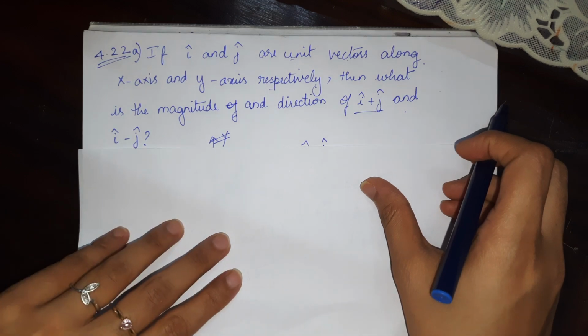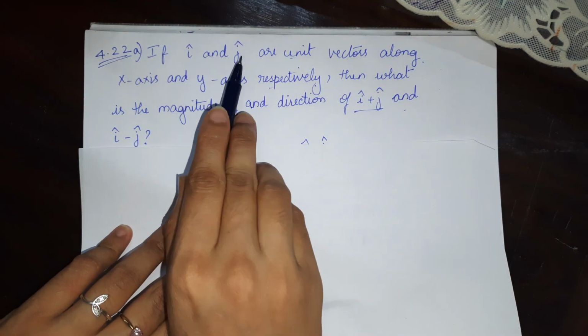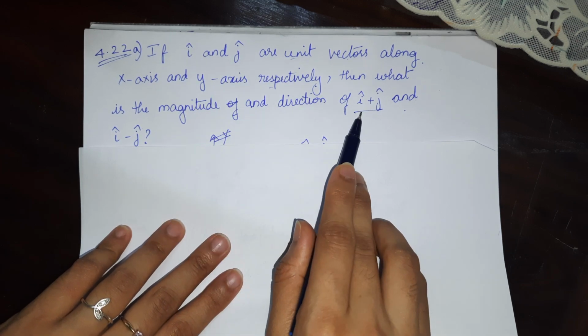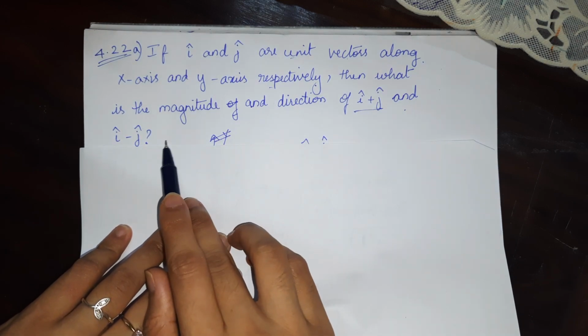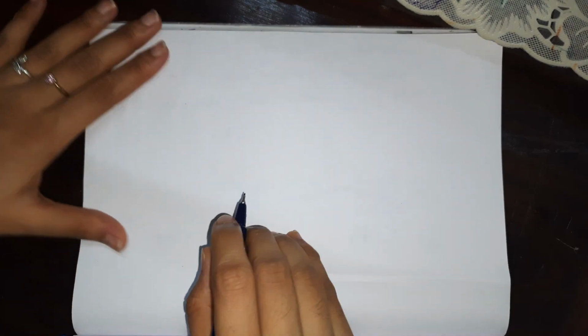The first step in solving this is that we want i cap and j cap, and then we have to add those two vectors and subtract those two vectors, okay, and find the magnitude and direction for them. So let us see how to do that.